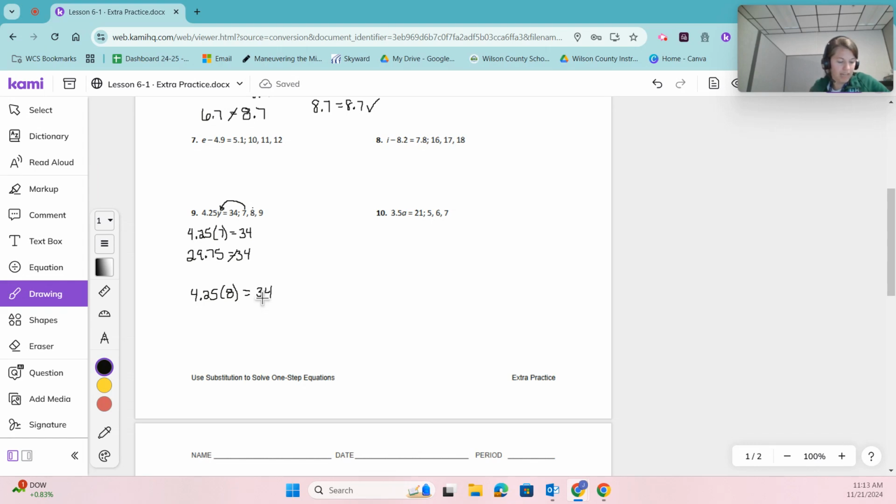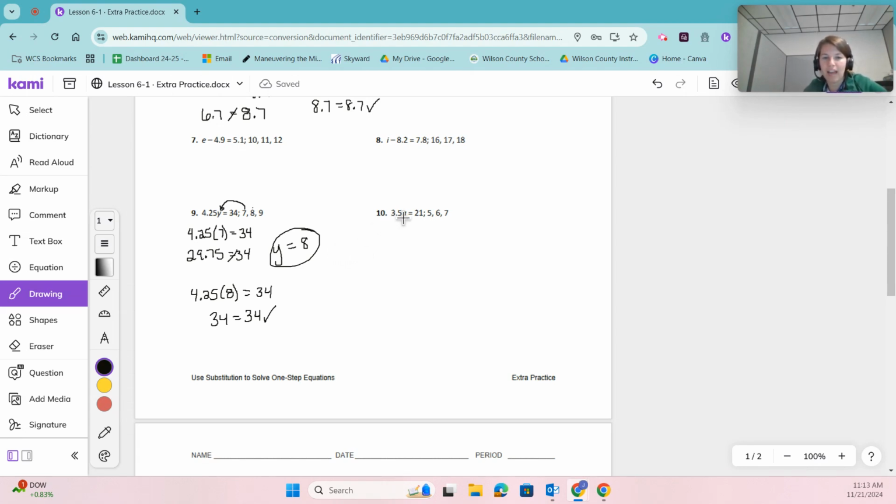4.25 times 8 equals 34. 34 equals 34. So that is correct. So y equals 8 is my solution. Okay, I'm going to do one more multiplication one.